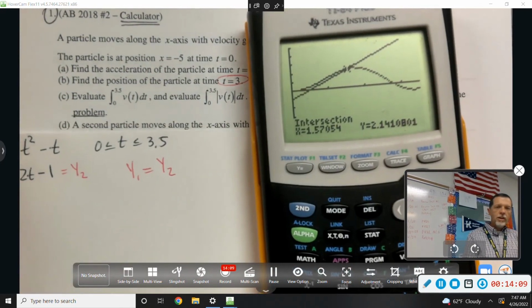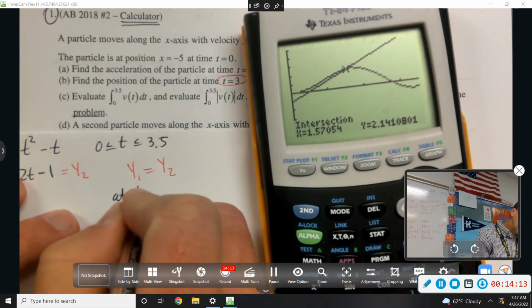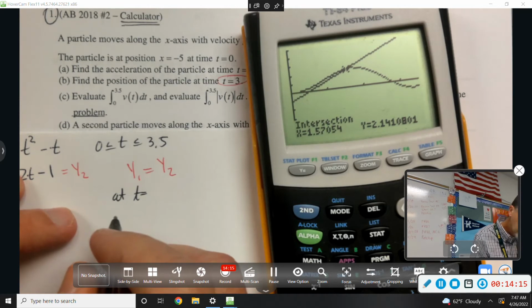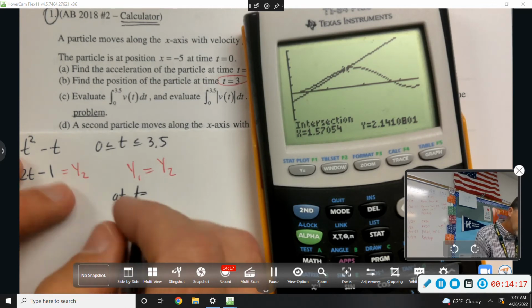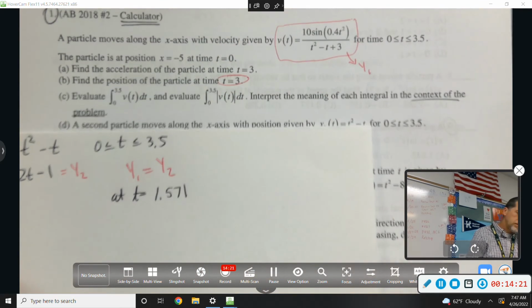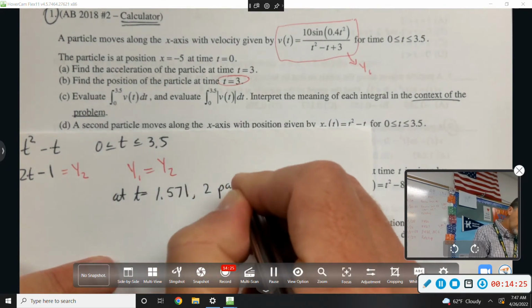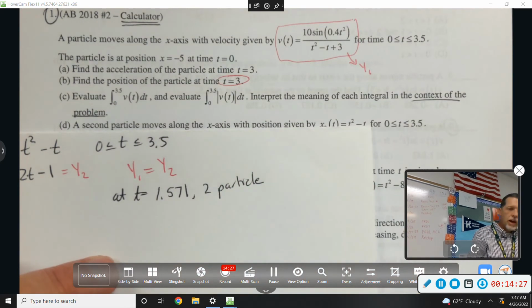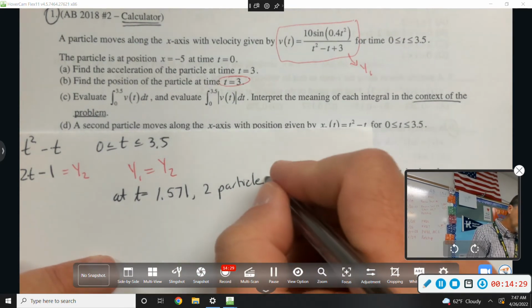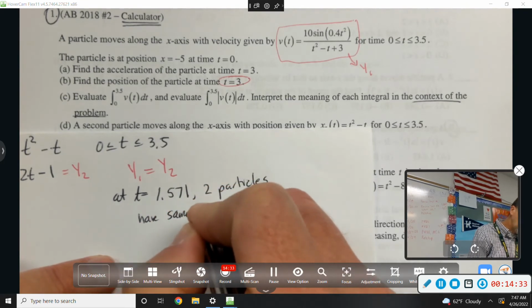So y1 equals y2 at t equals 1.571. If we want to be extra clear, at t equals 1.571, the two particles have the same velocity.